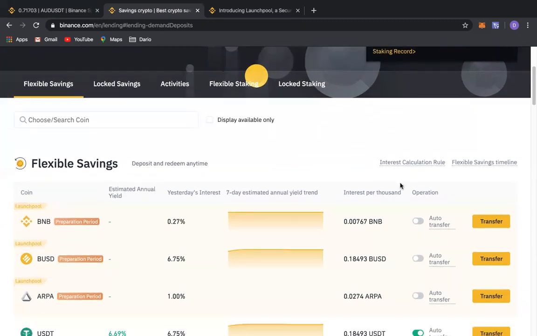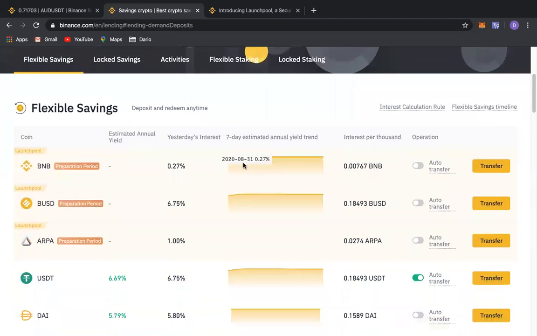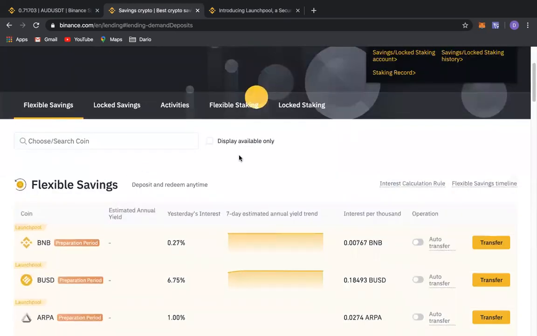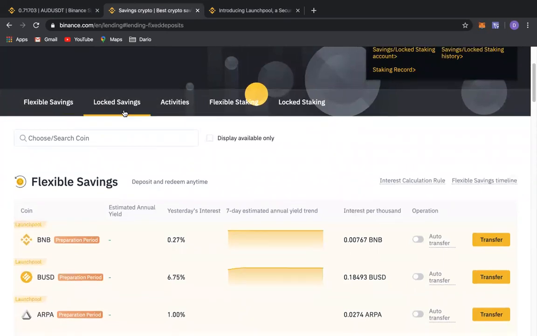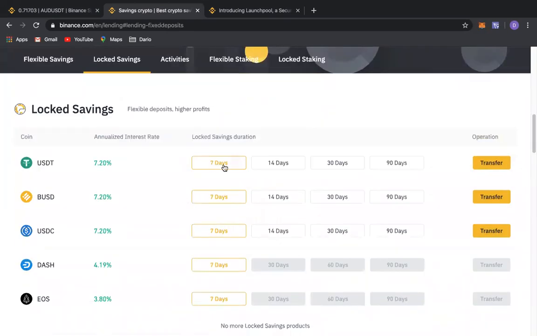And flexible savings basically means you can deposit a token and you'll get interest on it, and you can actually withdraw it at any time. Flexible savings have a little bit less interest than lock savings, but with lock savings, you can't withdraw them. There's a fixed time period that they actually lock for.